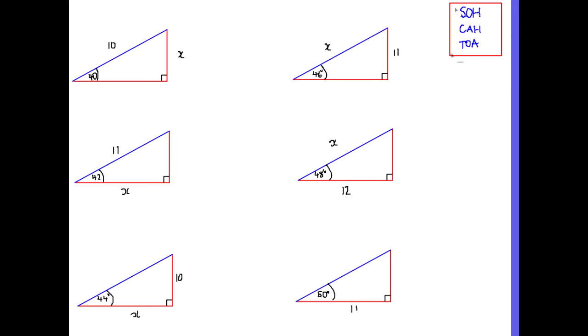And the process uses SOHCAHTOA. Sine of an angle is opposite over hypotenuse. The cos of an angle is equal to adjacent over hypotenuse. Tan of an angle is equal to opposite side divided by the adjacent side.